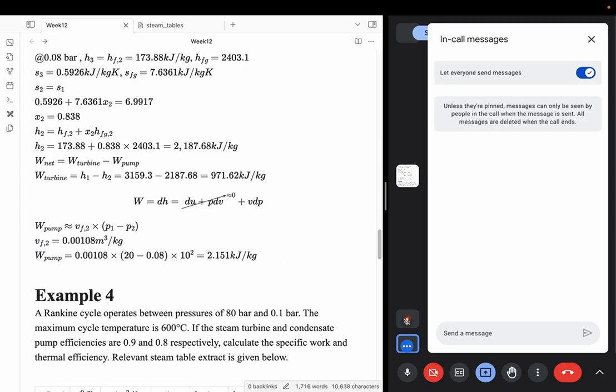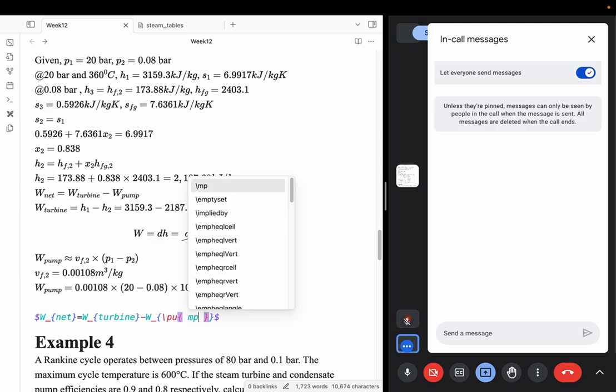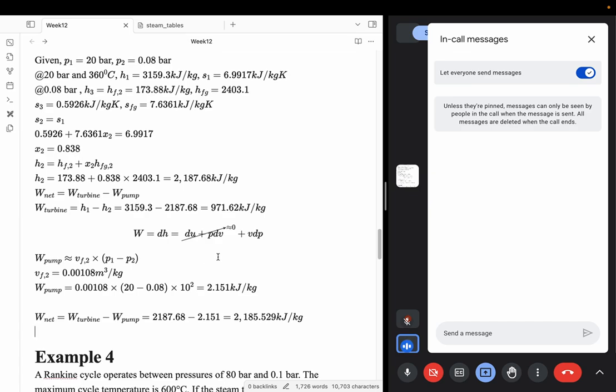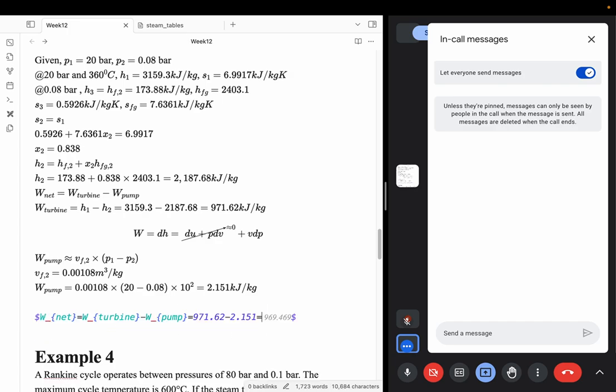So how do I calculate the efficiency? I have net work done as work by the turbine minus work done by the pump. Turbine work is 2187.68 minus 2.151. See again, just as I mentioned, the net work done is 971.62. So you can see the difference between this and this. Compared to 971, 2 is very small, so we usually neglect the work done on the pump.